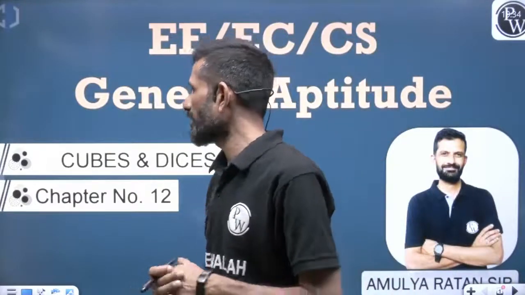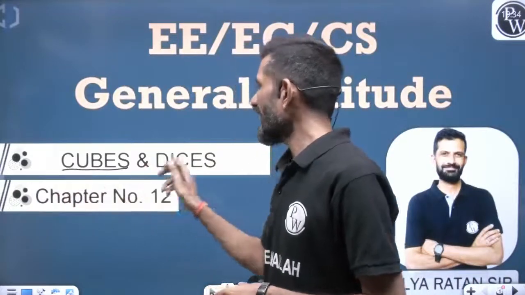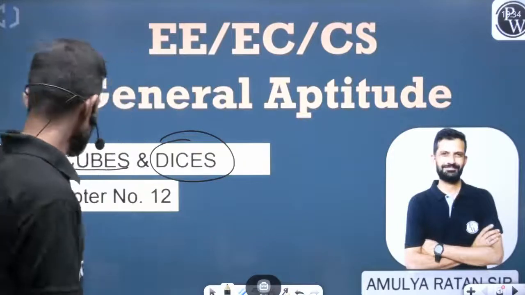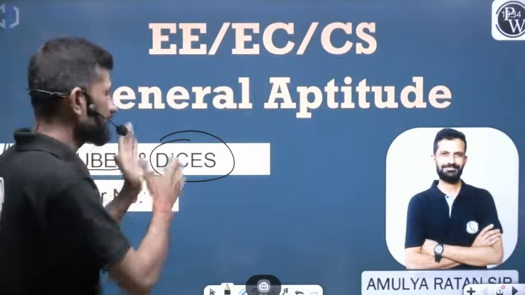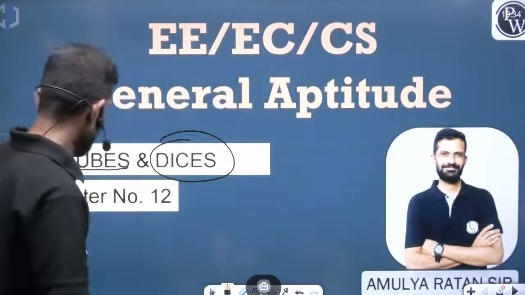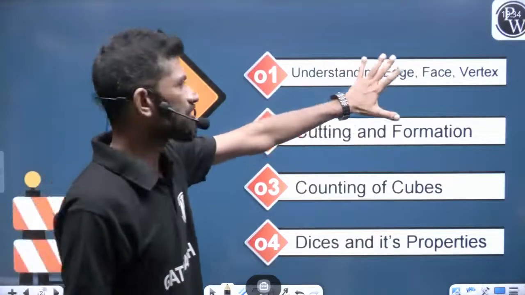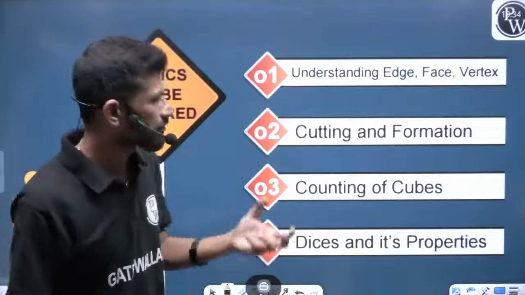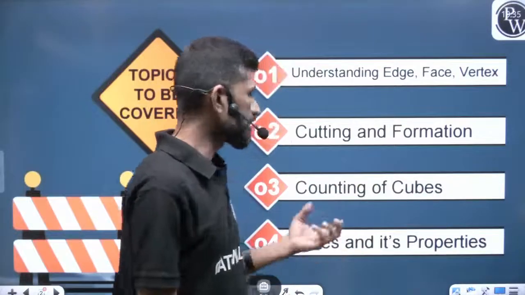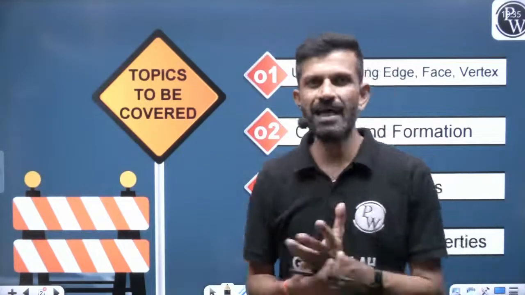Let us start the new topic. We have one more topic of reasoning: cubes as well as dices. In today's class, first we'll understand questions based on cubes, then we'll enter into questions based on dices. In this session we will discuss understanding the cube, its dimensions, that is edges, faces, vertices, further cutting of cubes and the formation of different small cubes, counting those cubes, and further dices, their properties and questions. So let us start with the cube.